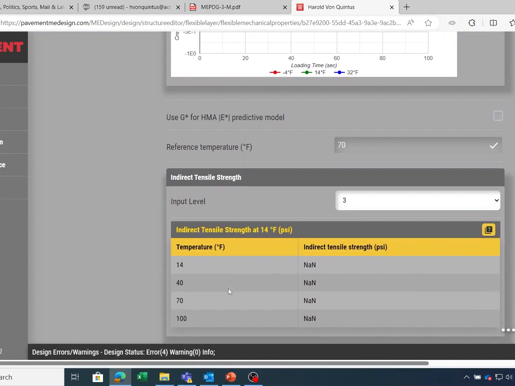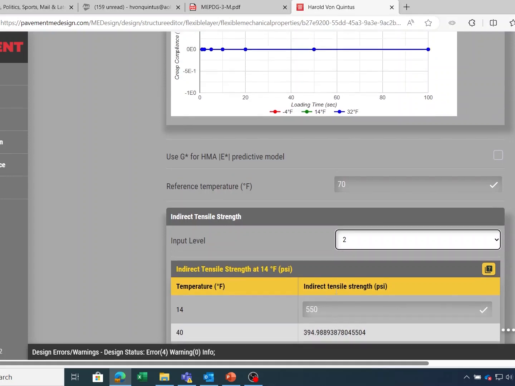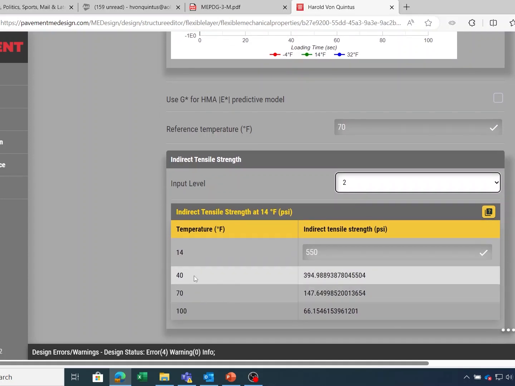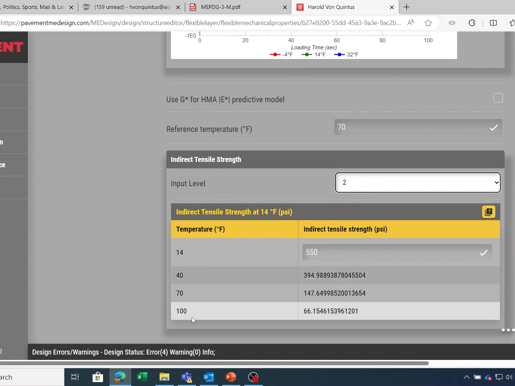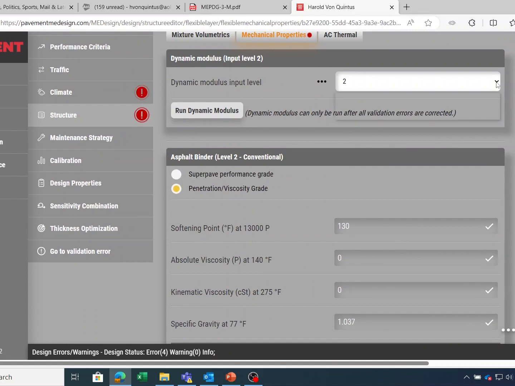And then input level 2 for indirect tensile strength. The user enters the indirect tensile strength at 14 degrees Fahrenheit, and then the program calculates the indirect tensile strength at other test temperatures. Okay. Now going to input level 1.